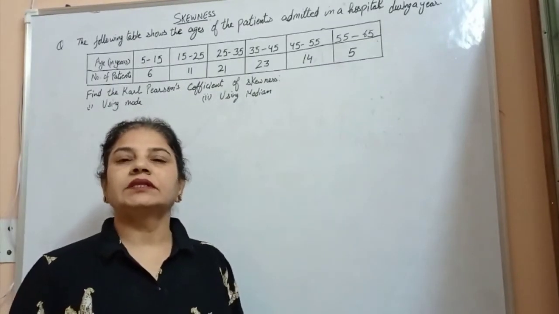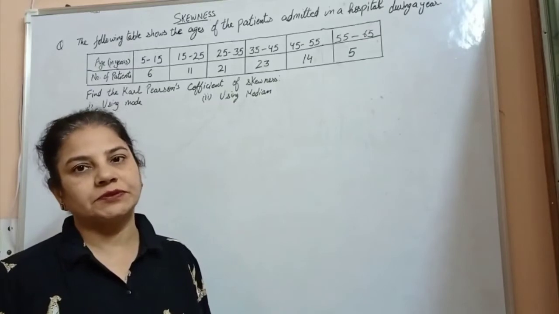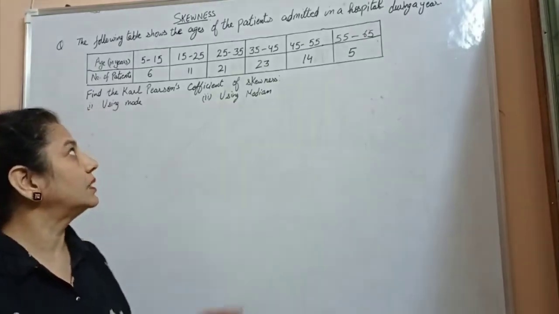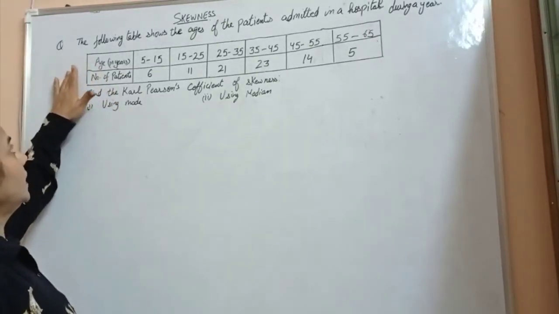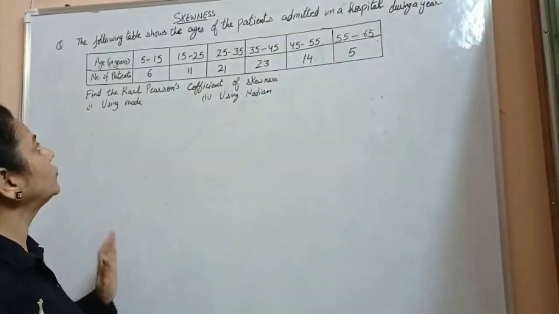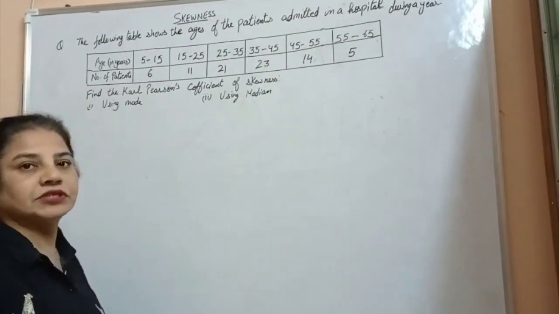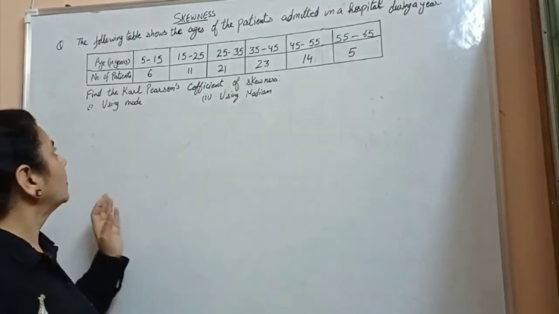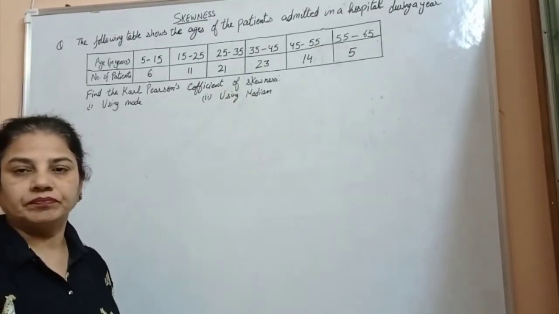In this question, the ages of patients admitted in a hospital during the year are given in this data. Age in years and the number of patients are given to you. We have to find Pearson's coefficient of skewness using mode and using median.